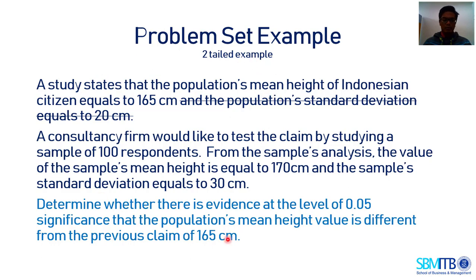Let's restate the problem set again. A study states that the population's mean height of Indonesian citizens equals 165 centimeters. A consultancy firm would like to test the claim by studying a sample of 100 respondents. From the sample's analysis, the sample's mean height is equal to 170 centimeters, and the sample's standard deviation equals 30 centimeters. Determine whether there is evidence at the 0.05 significance level that the population's mean height is different from the previous claim of 165 centimeters.